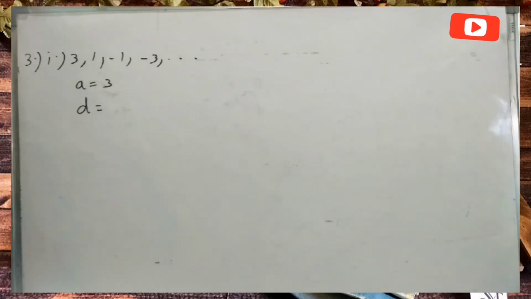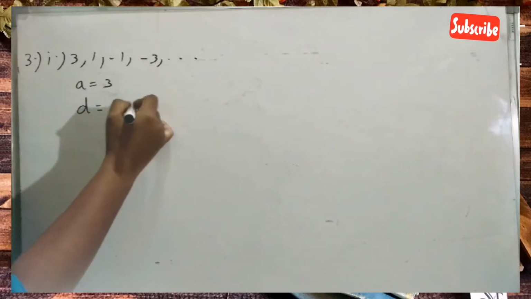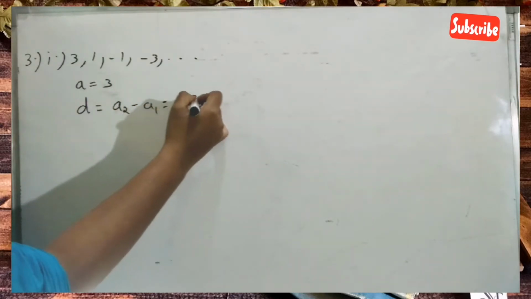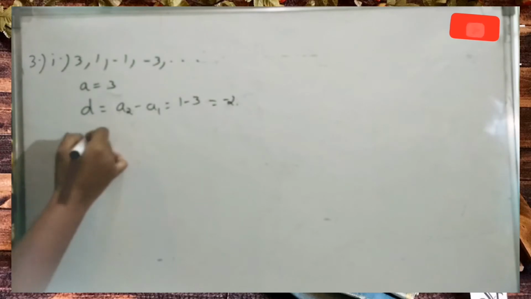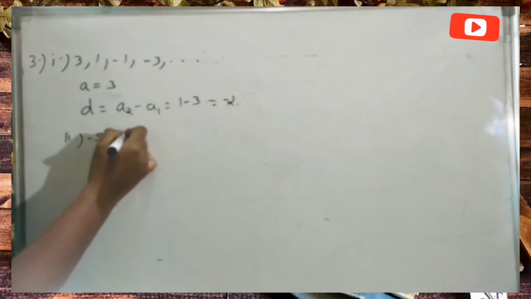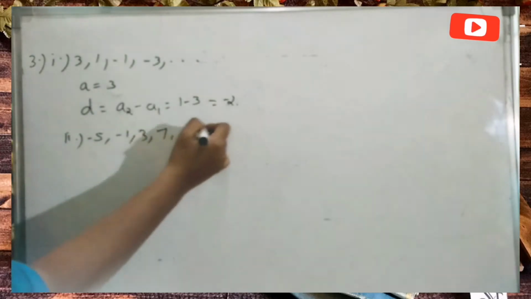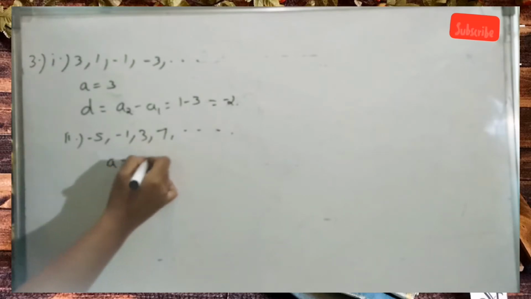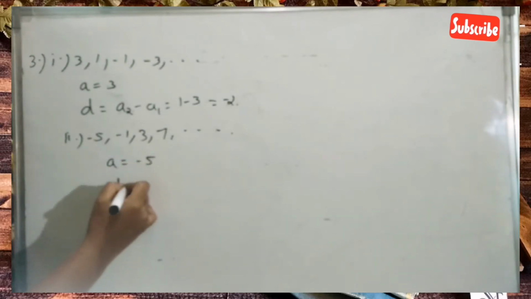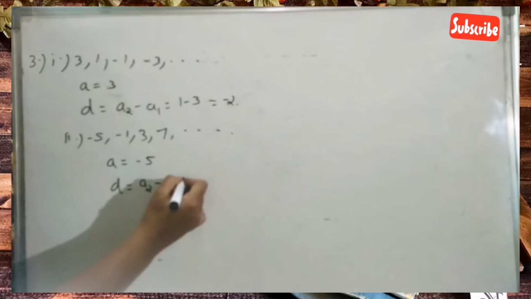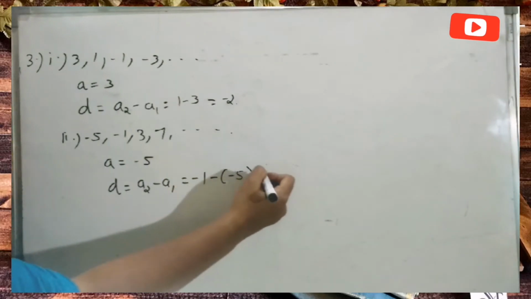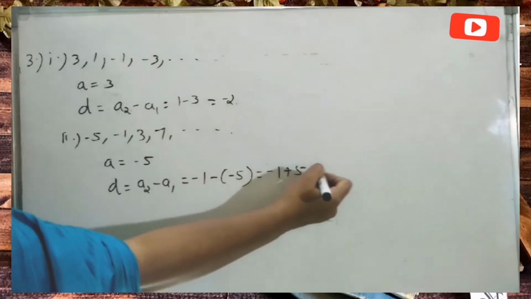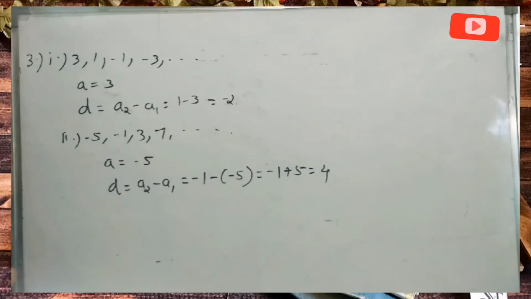So I'm going to take a2 - a1, that is 1 - 3 is equal to -2. And second one, -5, -1, 3, 7, etc. So a is equal to -5, d is equal to a2 - a1, second term minus first term, that is -1 + 5 is equal to 4. So the common difference here is 4.